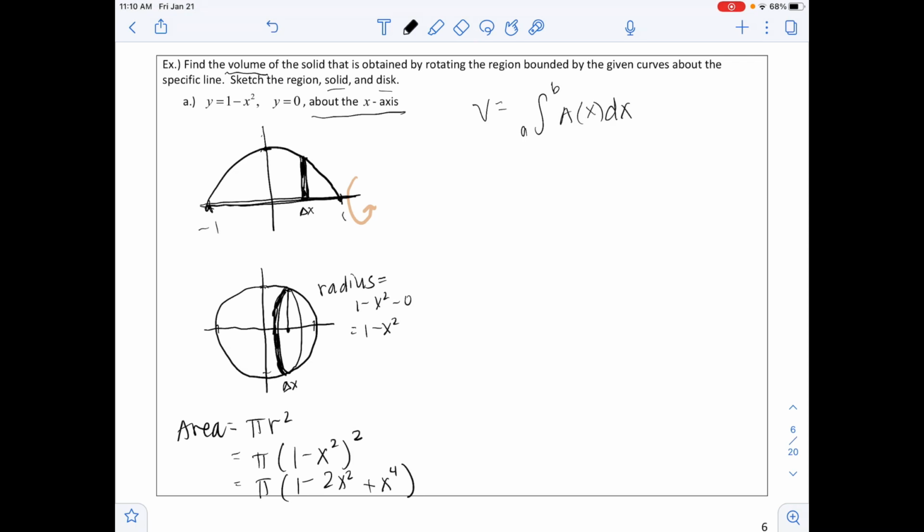We calculated our area down below, and I'm going to go ahead and put the pi out in front of my integral since it's just a constant. We are integrating from -1 to 1 of 1 minus 2x squared plus x to the 4th dx. And so integrating this, we have pi times x minus 2/3 x cubed plus 1/5 x to the 5th, evaluating from x equals -1 to 1.